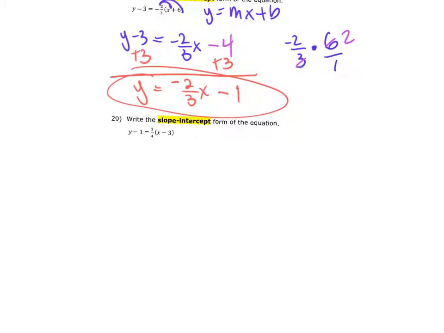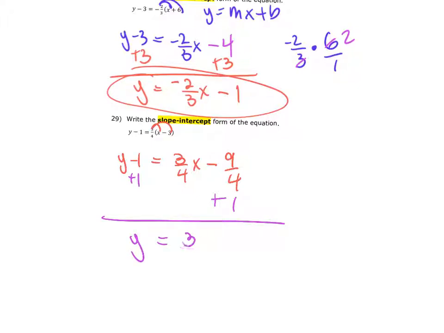Same thing with 29. 29, put it in slope-intercept, so distribute again. Rewrite y minus 1 equals 3/4 x minus 9/4. I have to add 1 to both sides. Y is equal to 3/4 x. Well, -9/4 is really -2 1/4. So -2 1/4 plus 1 means that you're going to be at -1 1/4.